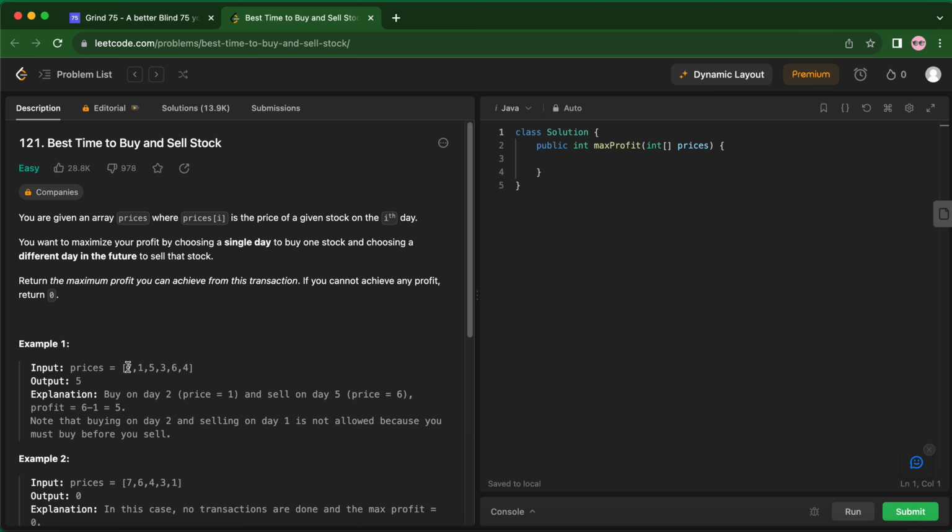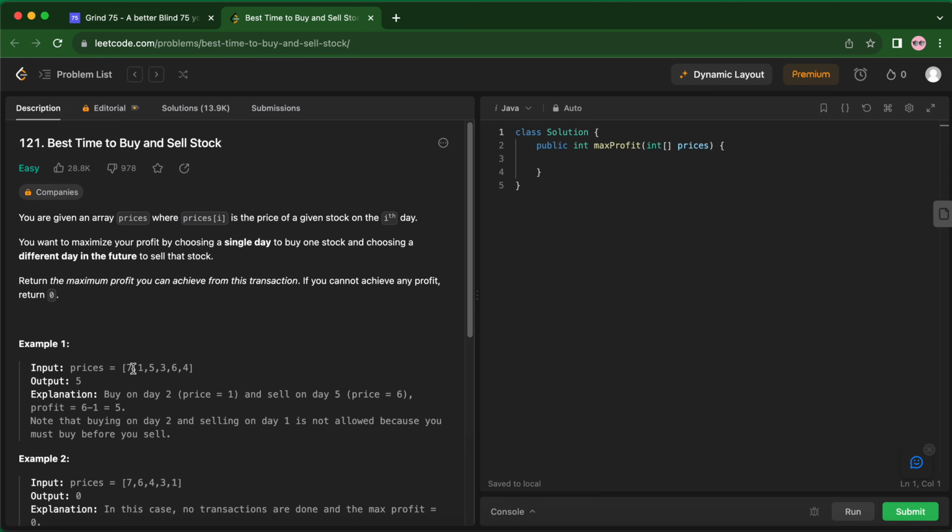They have given this array: 7 1 5 3 6 4. The output is 5. Buy on day 2, that is 1, and sell on day 5, that is 6, and we can make a max profit of 6 minus 1 equal to 5. A few things to understand quickly: the problem looks tough, but it is actually easy. It is not that easy, but once you understand the logic, it is a really easy problem.